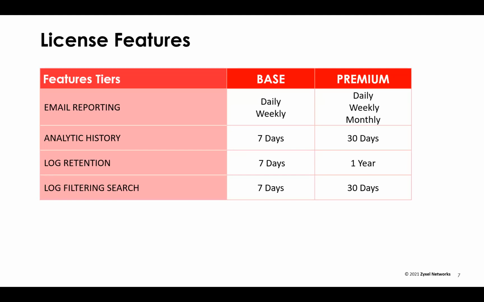Now, in terms of the differences between the two, with the base, you get weekly reporting and daily reporting. That means you can email a report out to your customers on a daily or weekly basis, whereas in the premium, you get the added monthly feature. For your analytic history, the free version gets 7 days of analytical history, whereas the premium gives you 30 days.